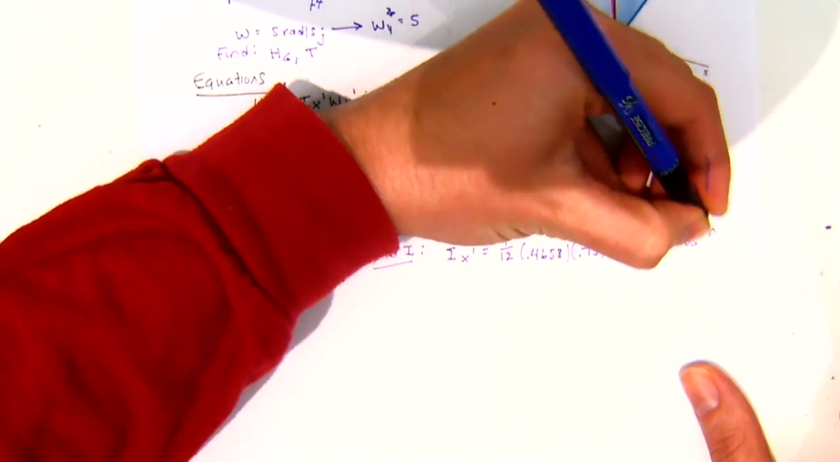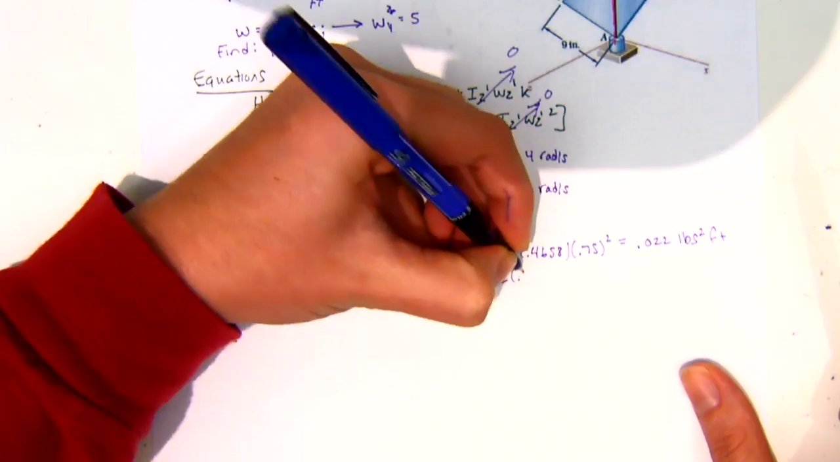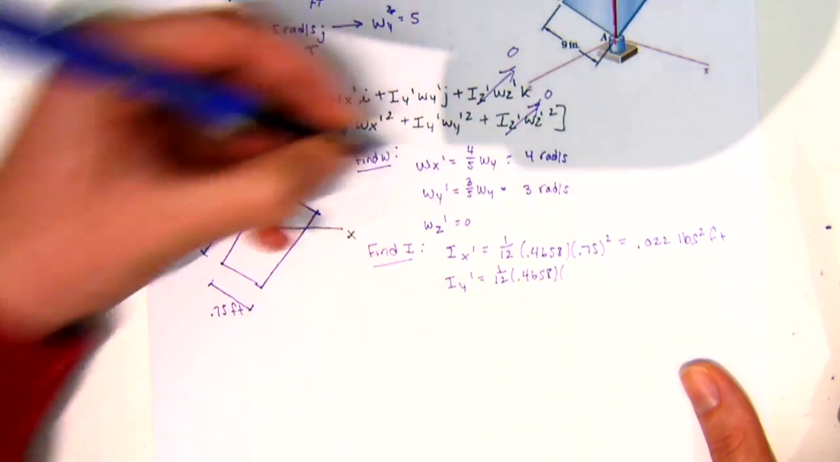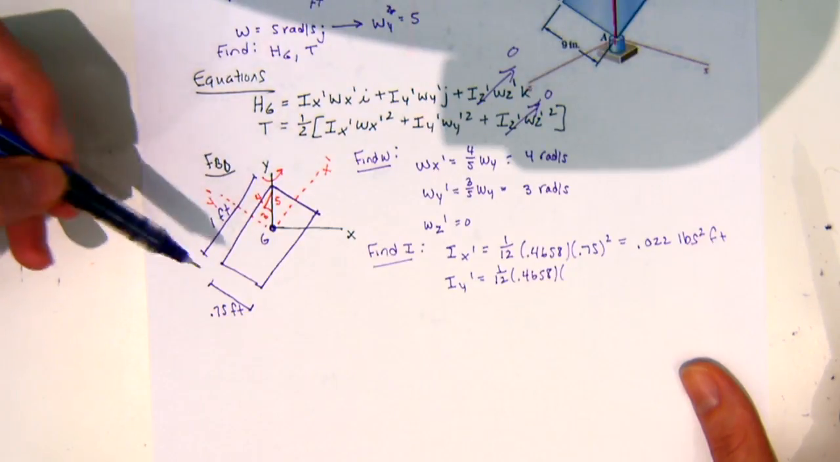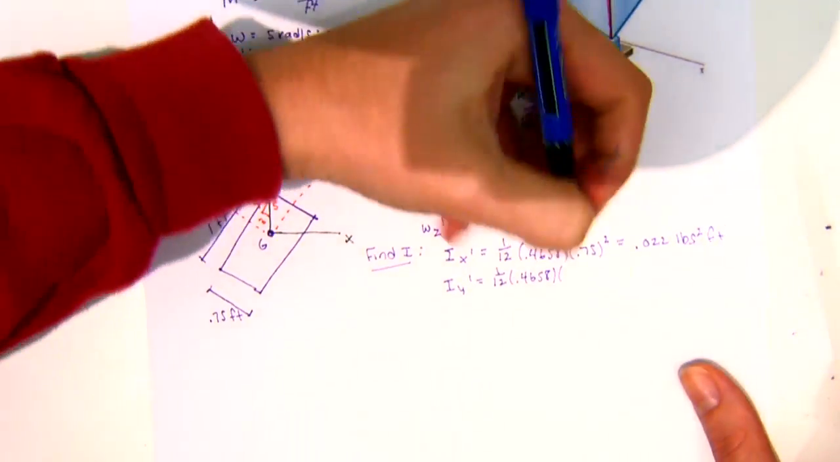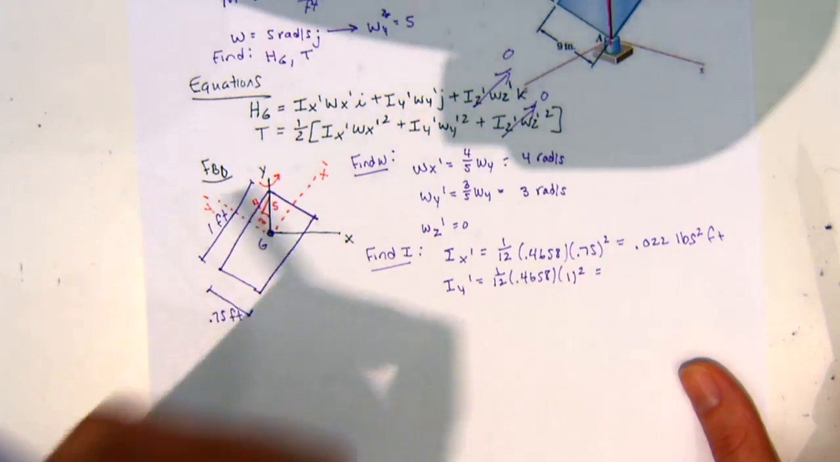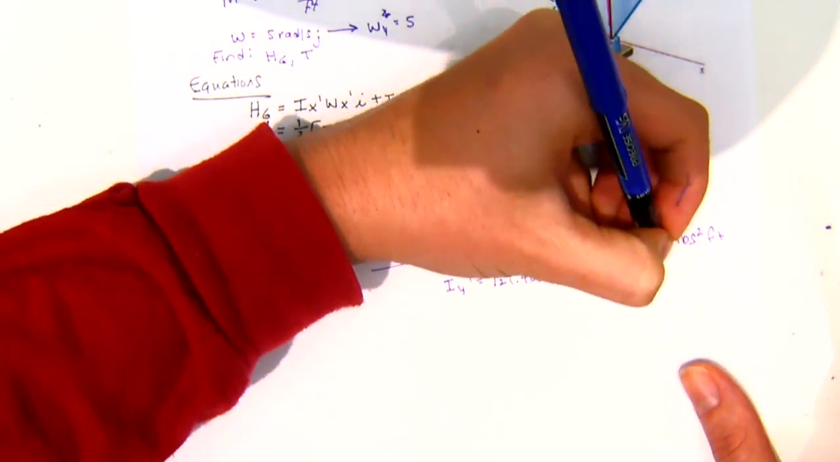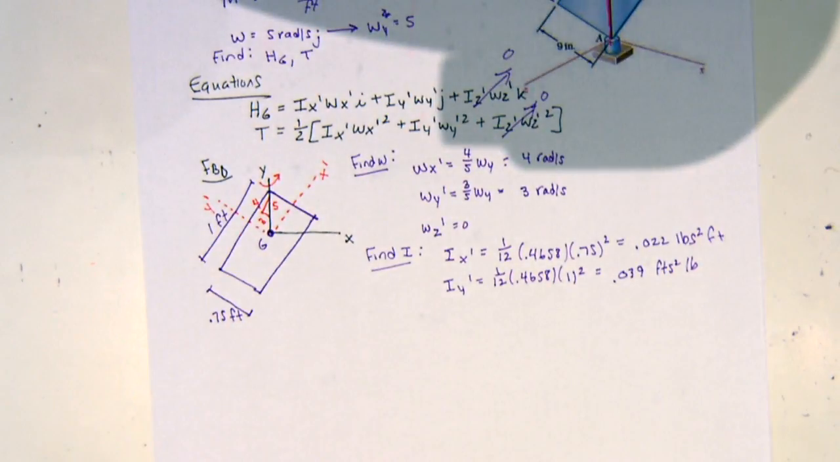pound feet second squared. Then my Iy prime will be 1 over 12 times the mass. And remember, if we're looking at the rotation about the y-axis, we're going to look at an x distance. Remember, it's moment of inertia, so whenever you think moment, think perpendicular. So I'm going to have times 1 squared. That gives me 0.039, pound feet second squared, whatever, it works.